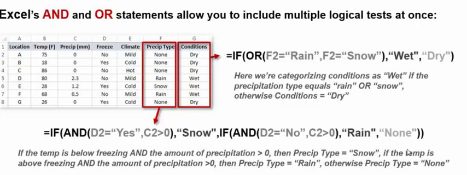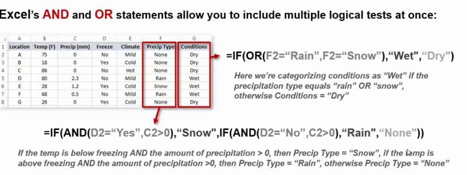In this example, we have weather data from different locations. The columns include location, temperature, precipitation, freezing condition, climate, and the final columns for precipitation type and conditions. Our goal is to determine two things. 1. The type of precipitation, whether it's none, rain, or snow. 2. The condition for the day, whether it's wet or dry. We'll do this by combining the IF, AND, and OR functions.